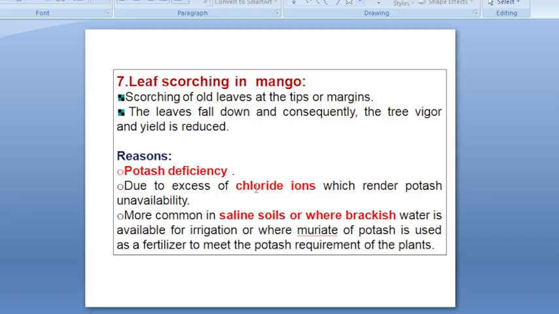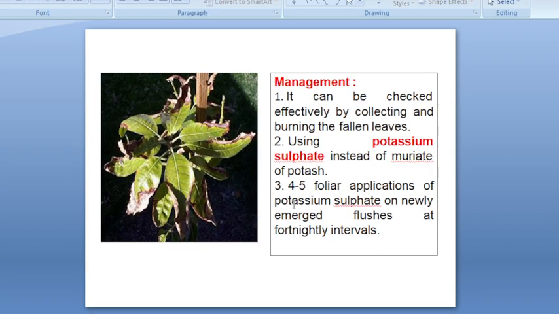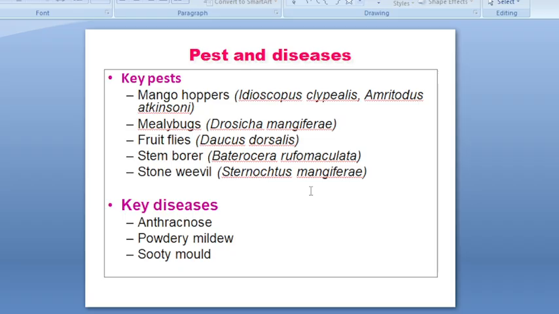Leaf scorching: the older leaves will start getting dried and they will start falling down. It is because of potassium deficiency, and it is mainly also due to the chloride ions, and if there is use of saline or brackish water for irrigation, that leads to the leaf scorching problem. Here you can see the older leaves in the margin start drying. The remedy is potassium spray and using good quality water for irrigation.